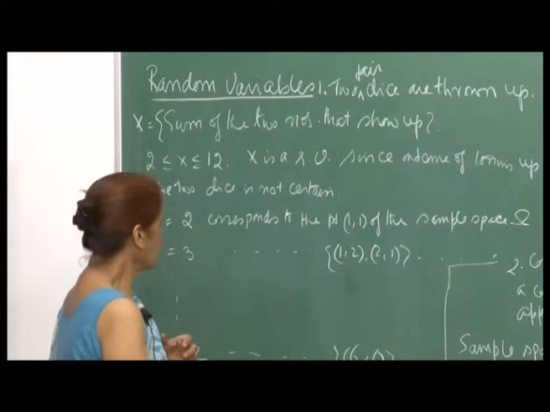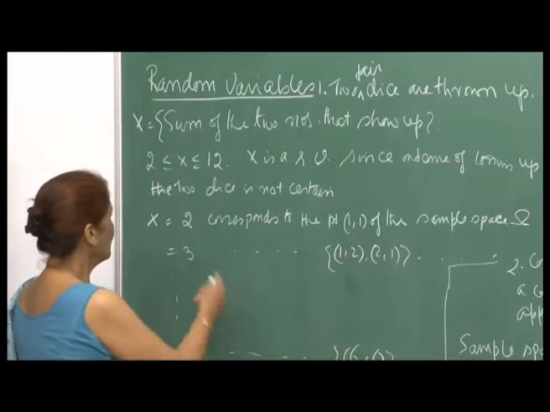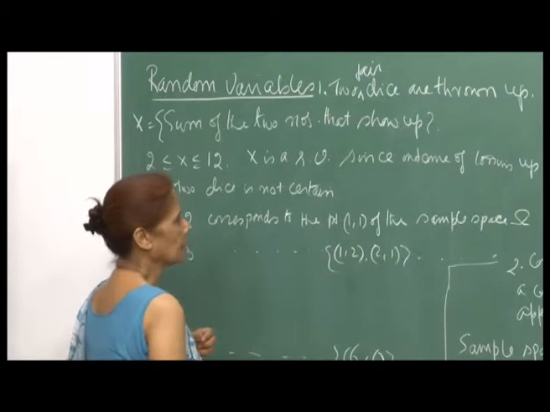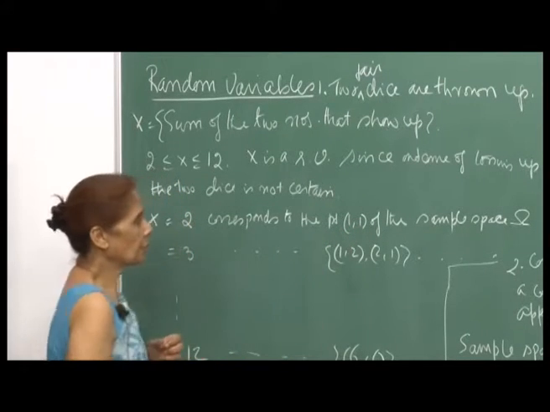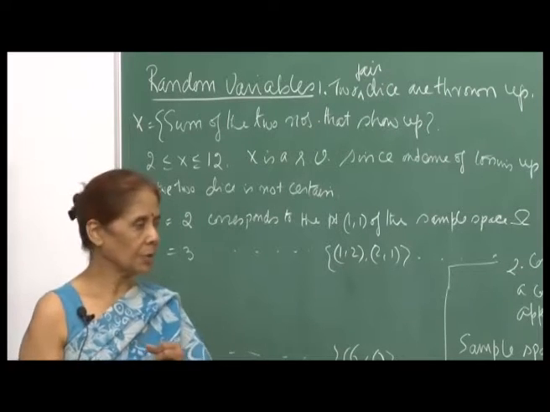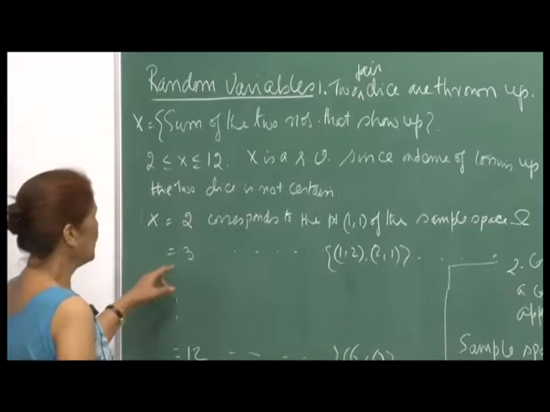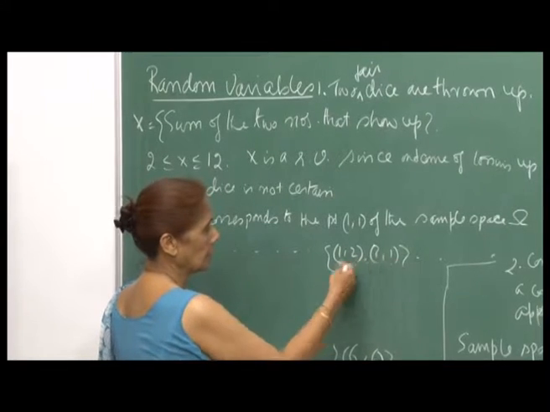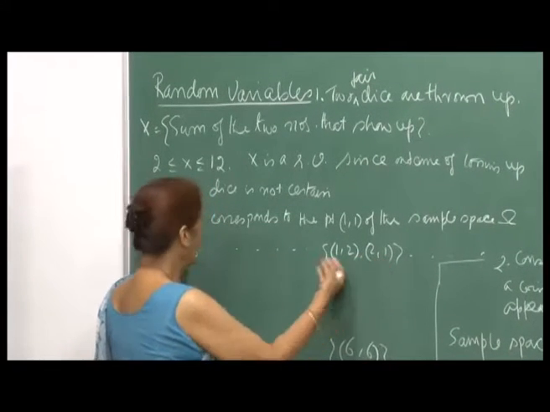So, when x is equal to 2, this corresponds to the outcome 1 comma 1 of the sample space. Both the faces must show 1 each, and therefore, the sum will be 2. Similarly, if x is 3, then it can be either 1 comma 2 or 2 comma 1. So, both of them add up to 3, and so on.